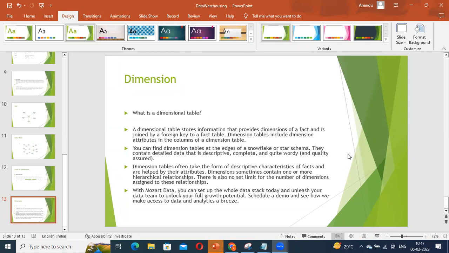All this information will be stored in a dimension table. For example, all the product-related information: the product ID, the product name, the product family, the product description, and each product's amount. For example, if you are taking a laptop from Dell, then what is the price of that particular laptop, and what are the different brands we have? All these will hold the product-related information.